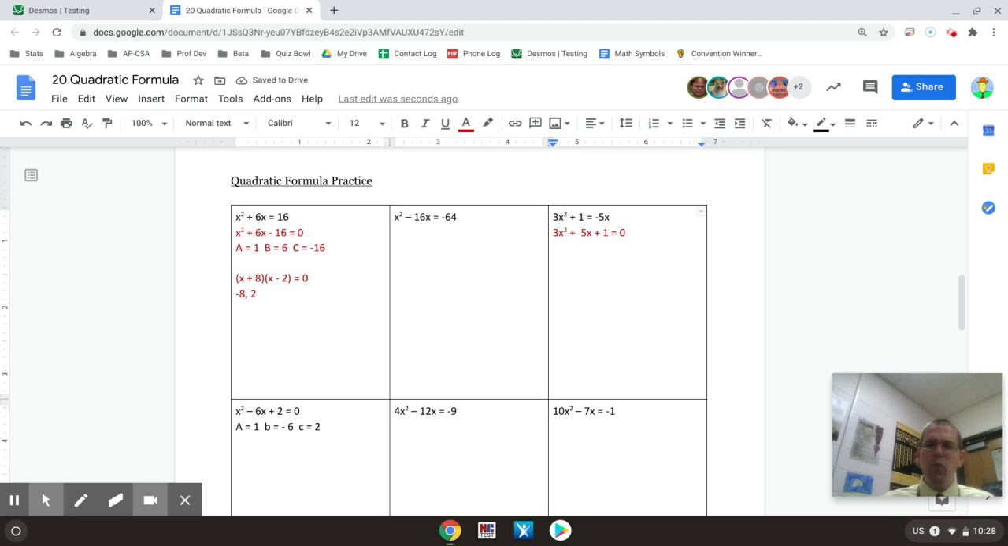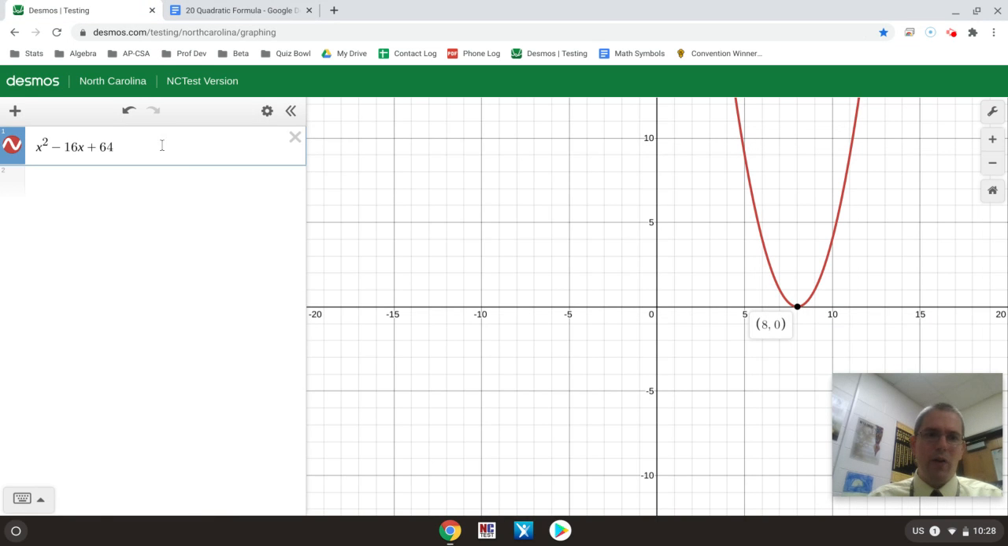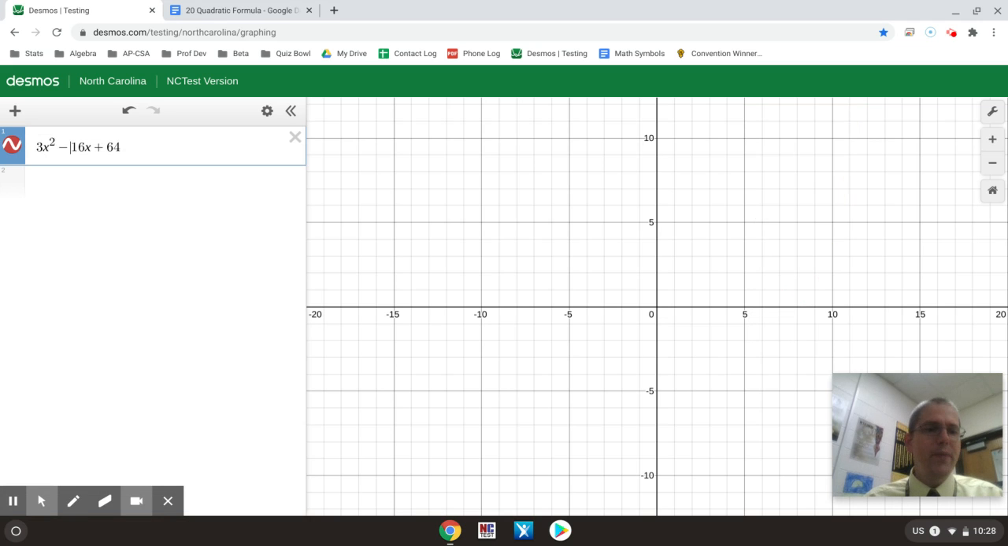You might want to try factoring that one, but with the 3 in front, it's a little harder to factor. And it turns out this one actually will not factor. Since it will not factor, it's not a great sign that Desmos is going to be super helpful, but we're going to try anyway. I have a 3x squared plus 5x, and I think that was a plus 1.